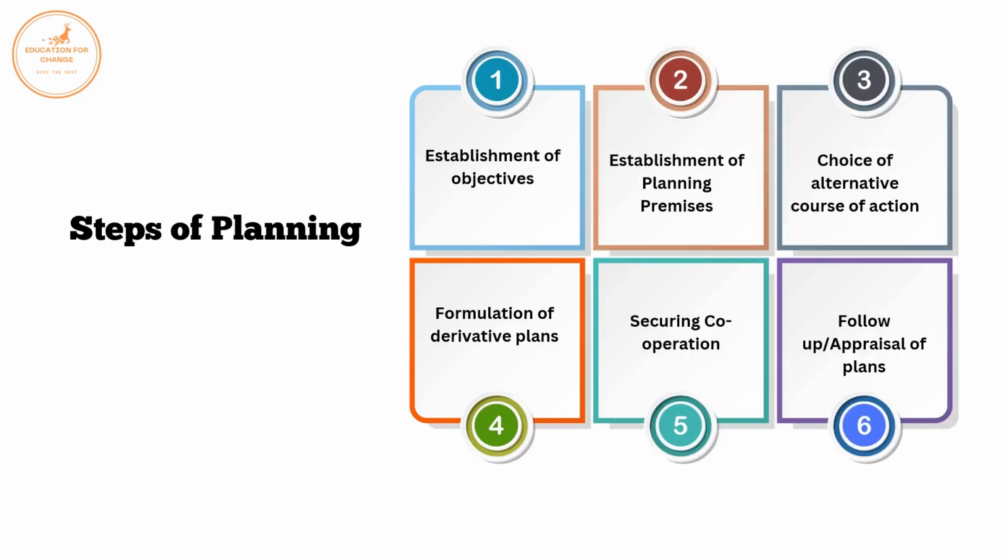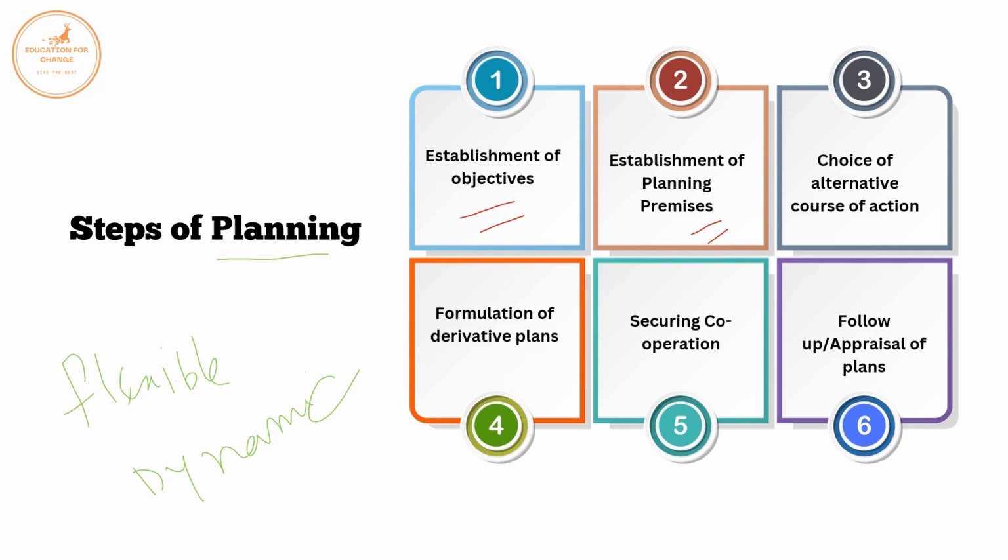Now we are going to start with the steps of planning. Whatever we discussed first, planning is flexible, planning is a dynamic thing. But we have to follow some process of planning. Like the first one, we have to establish objectives. That means we have to set the goal. Now, establishing planning premises. That means you have to analyze the environment depending on the past and the previous situation of the company.